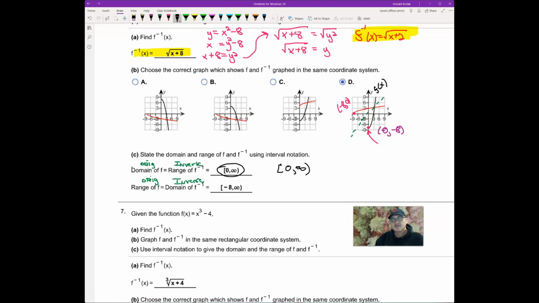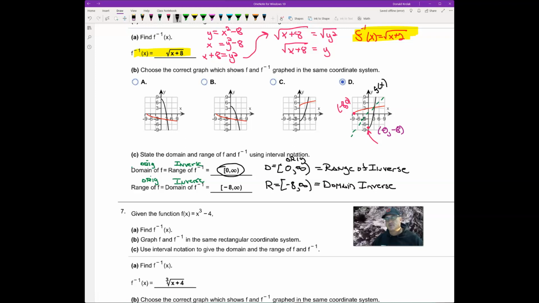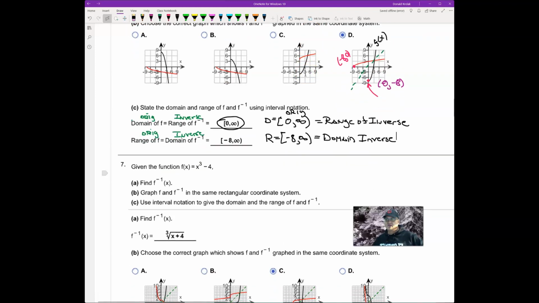Now when I go back to this, this was the domain, and this is the original. The range of the original, well, the lowest point is -8, and then the highest point is infinity. So that's going to equal the domain of the inverse. They're just switched. And that's where we get -8 to infinity. So that's an important concept with inverse functions, that they're switched that way.